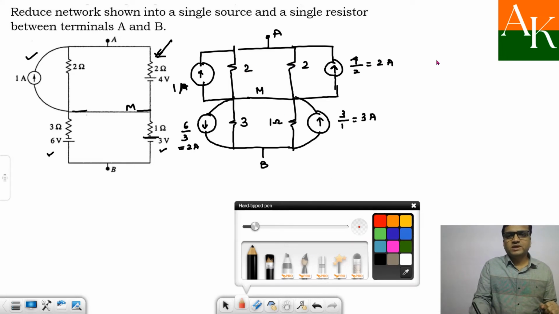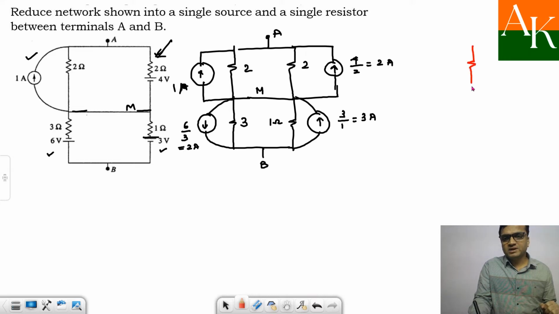So these 2 and 2 are in parallel, and in parallel combination I will have an equivalent resistance of 1 ohm, with one end connected to A. This 1 ampere is connected between M and A, and this 2 ampere is again connected between M and A. So you can combine those two current sources. Both the currents are moving upward.